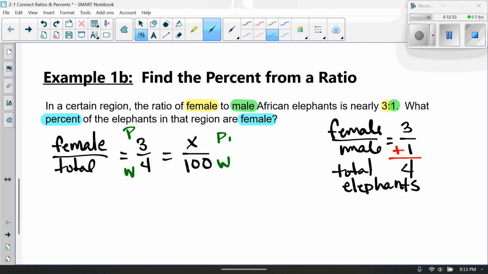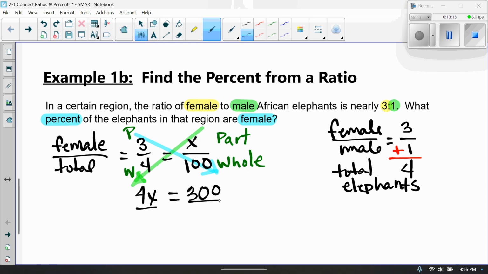Up here, we're looking for the part. Okay? Now, this one, I'm going to go ahead and I'm going to cross multiply. That's the other method that we can use. So let's cross multiply. So in this direction, we multiply. And in this direction, we multiply. So we've got x times 4, which is 4x, equals 3 times 100, which is 300.